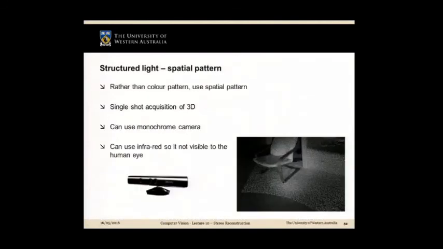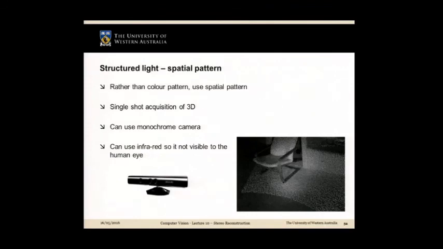Okay, now we have another way of using structured light, and that's a spatial pattern, which is normally used in Kinect sensors, whether it's the low-resolution Kinect or the latest high-resolution Kinect. So rather than a color pattern, we use a spatial pattern, with single-shot acquisition like the color-coded lights, and you can use a monochrome camera and infrared, so it is not visible.